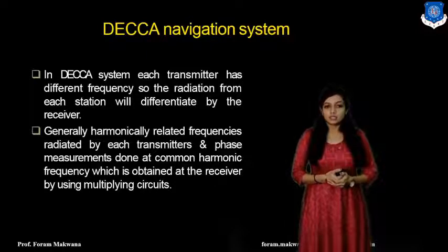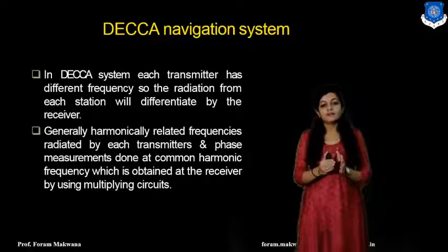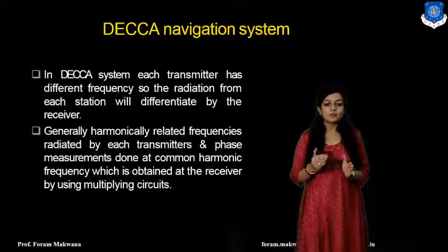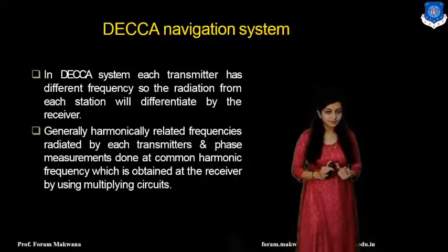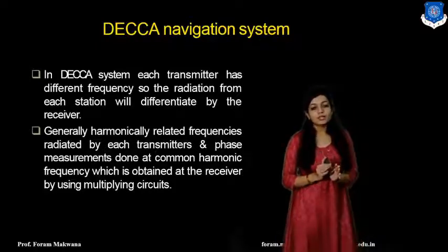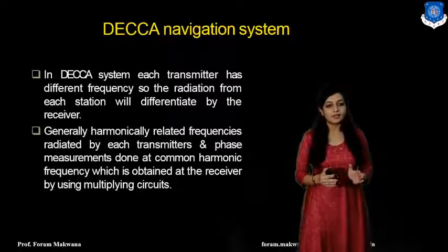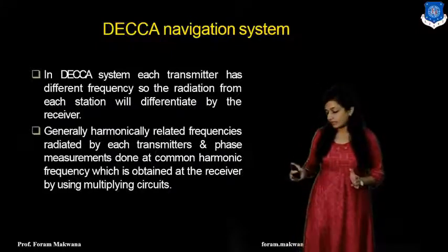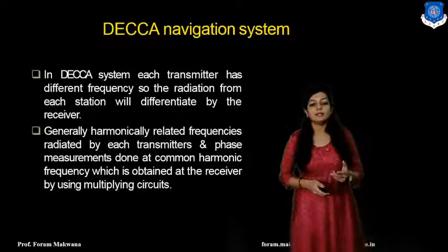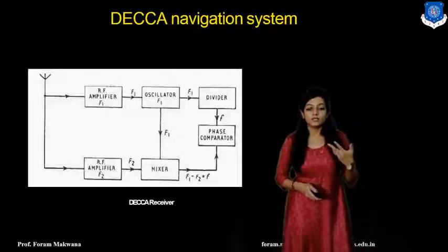A DECCA navigation system in which each transmitter has a different frequency, so the radiation from each station will be differentiated by the receiver, right? Generally, harmonically related frequencies are used by each transmitter and the phase measurement is done at the common harmonic frequency, which is obtained at the receiver by using multiplying circuits. Now we are going to focus on how this is going to be done.